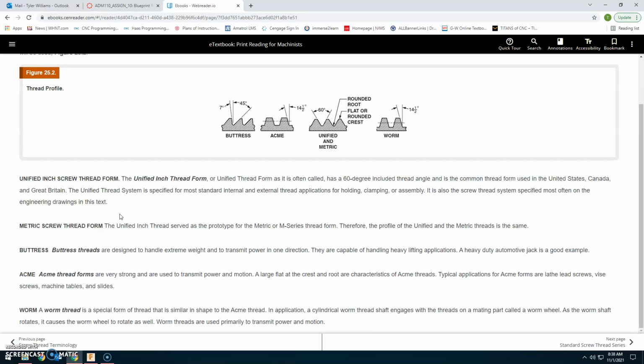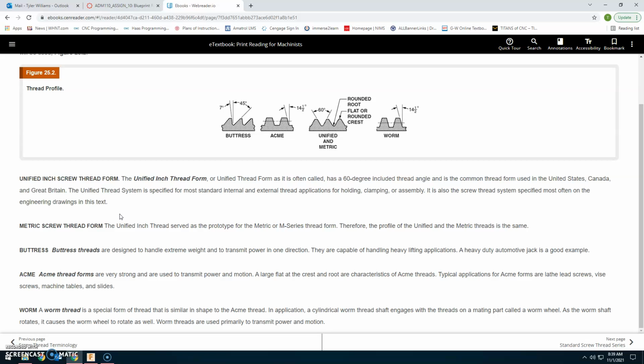Then you got Acme thread forms, which are very strong and are used to transmit power and motion. A large flat on the crest and root characterizes Acme threads. Typical applications for Acme forms are lead screws, vise screws, machine tables, and slides.